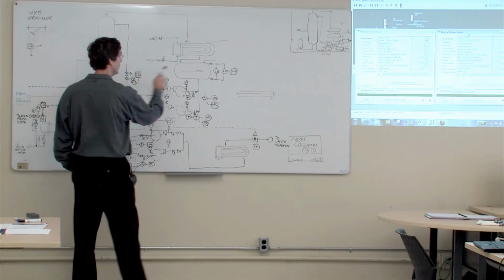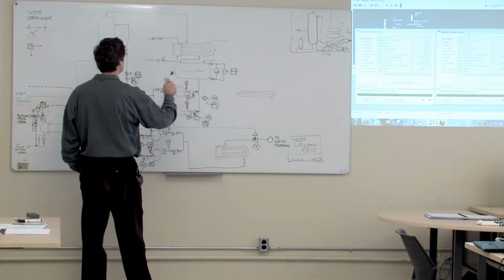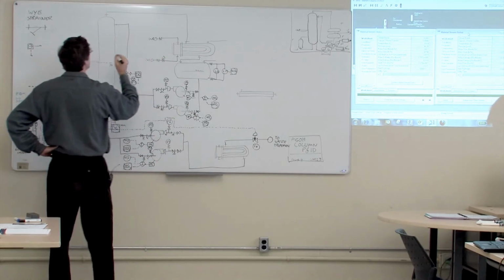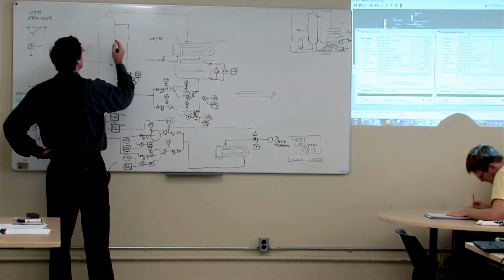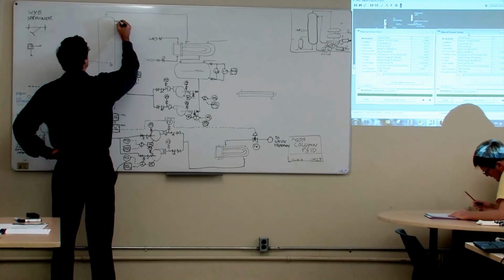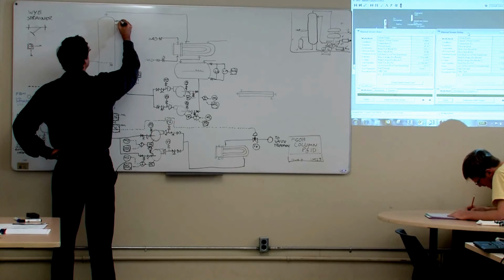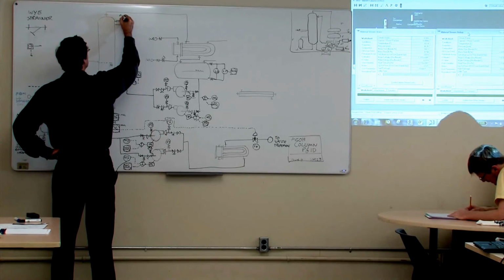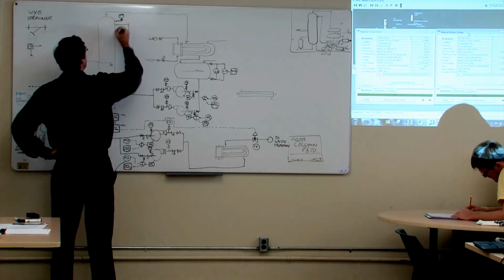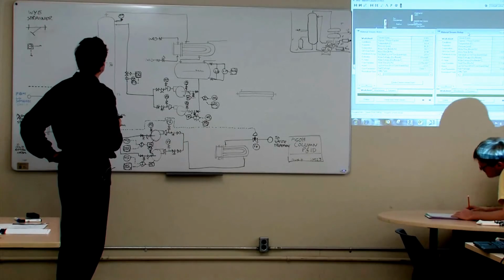So I've got a flow control, I've got a level control here, I've got a valve here. What do I need to control? I need to control composition and pressure up here. So let's pick off our pressure here with a PID, like that. We'll put an isolation valve on there in case I want to do maintenance on it.